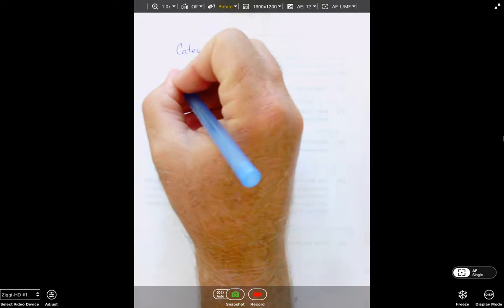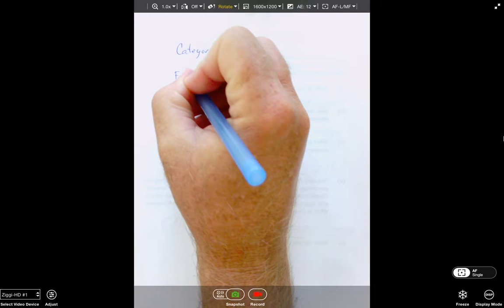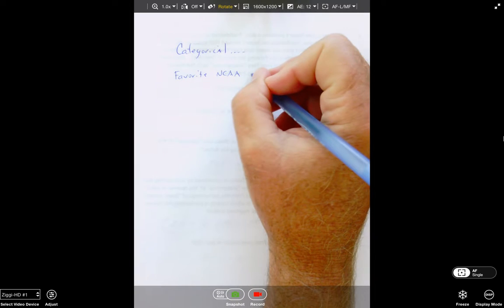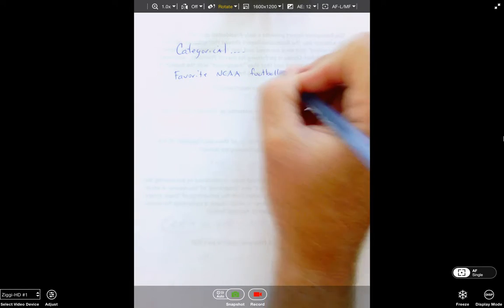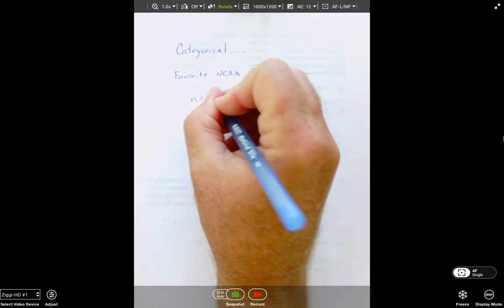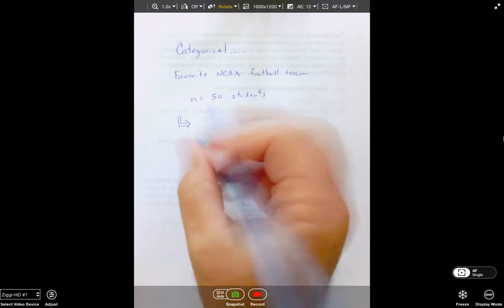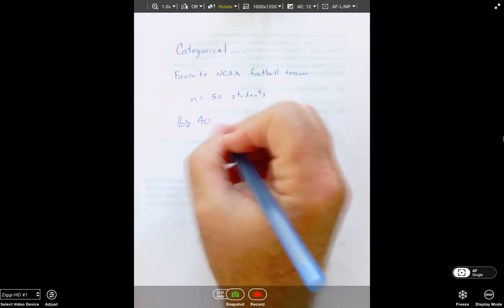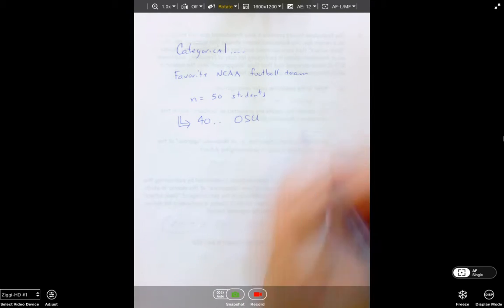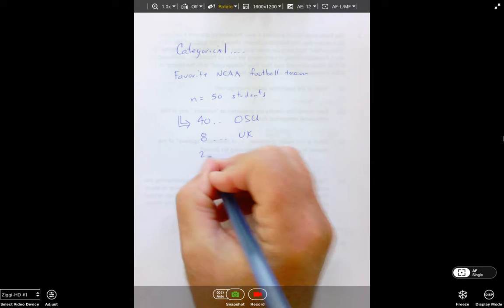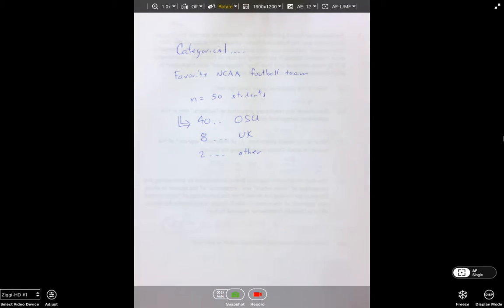Let's say we wanted to do favorite NCAA football team. And we're in a class of 50 students. And we collect some data. And we find that 40 of these, Ohio State, which would probably be about right. 8 of these, UK. And 2 of these, other.